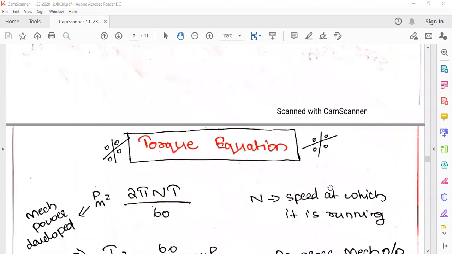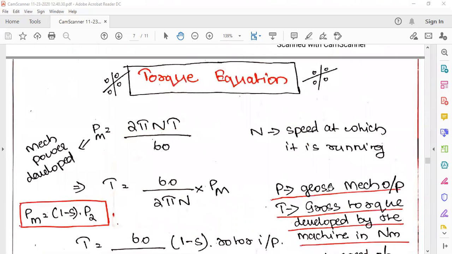Now next what we have is the torque equation. So the next concept is about the torque equation.